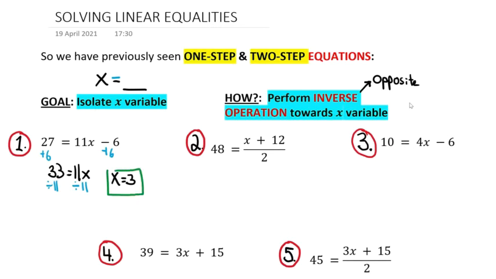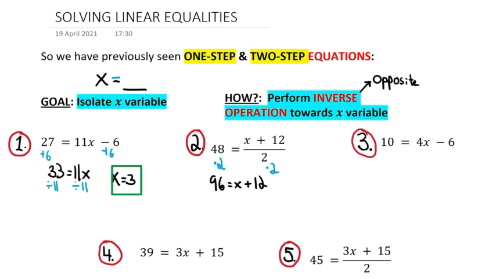Okay, seems simple enough. Let's check out the next one. What's going on here? X plus 12 divided by 2. It's an expression that is divided by 2. Therefore, let's get rid of the 2 first. Multiply both sides by 2. Why? Because both sides must be replicated to still equal each other. Now we have 96 equals x plus 12.